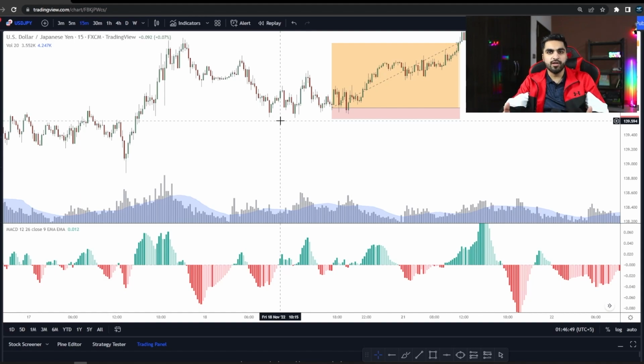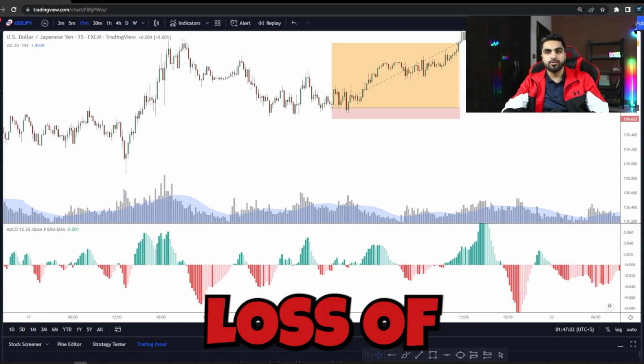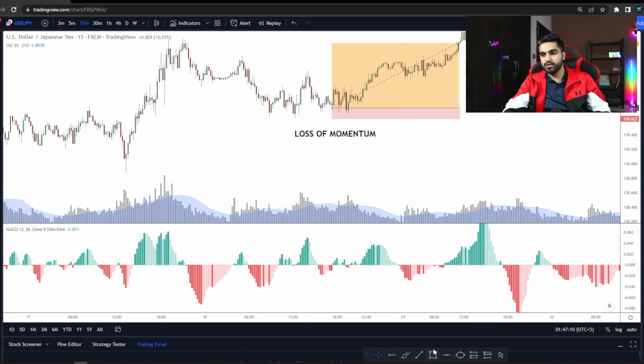But if you have a small account, that's fine because this strategy is going to make you more than $100, or easily $200 as well, if you have a small account. So I call this strategy loss of momentum. We're going to focus on this concept, loss of momentum, and I'm going to show you the steps.